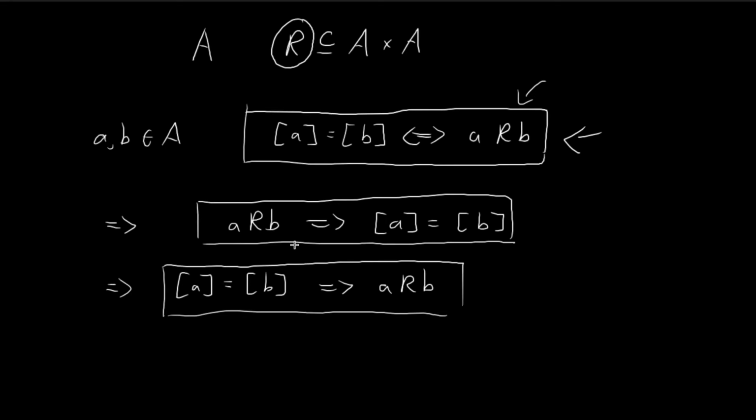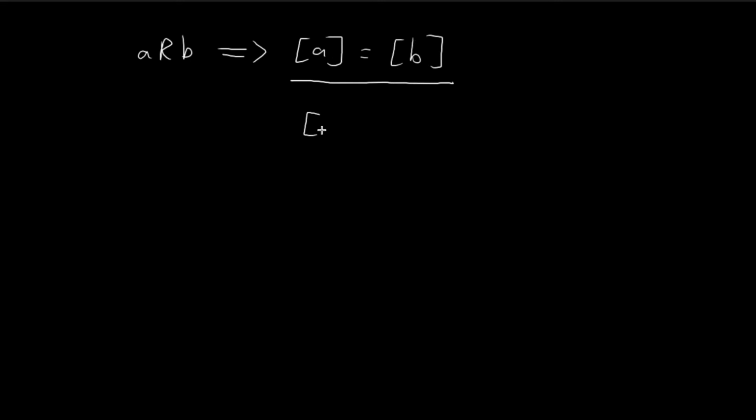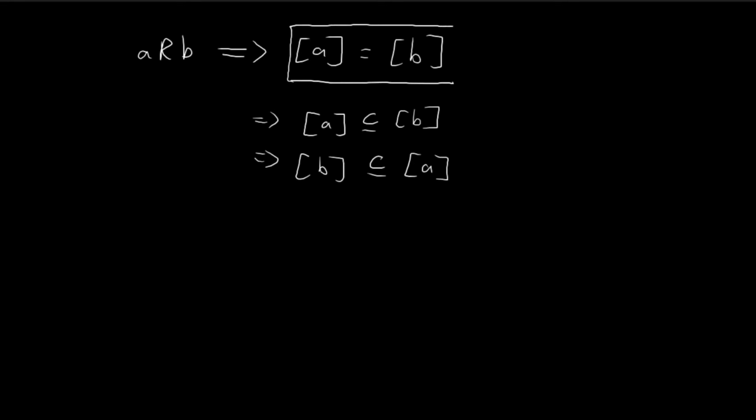Now in order to carry out our proof, we're going to first focus on this statement: if a is related to b by R, where R is an equivalence relation, then class a is equal to class b. In order to prove that these two sets are equal, one way to do this is to show that class a is a subset of class b, and also class b is a subset of class a. If we can show that these two statements are true, then we would have shown that this statement is true.